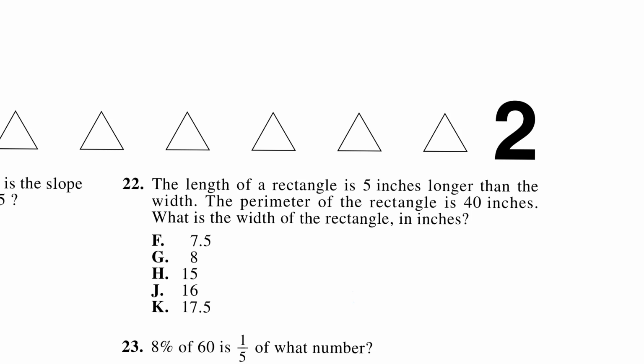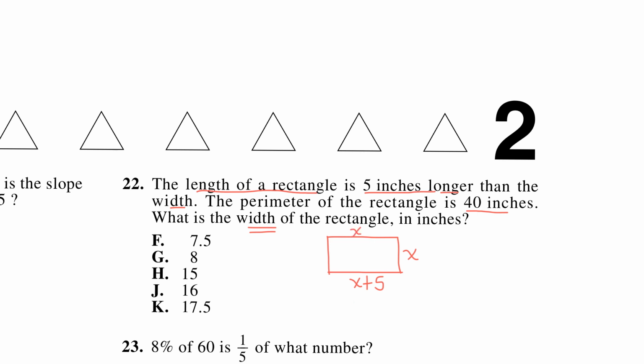Okay, number 22. The length of a rectangle is 5 inches longer than the width. And so the perimeter is given to be 40. So what is the width? So we're going to call width x in this problem. So we're going to have a rectangle, and this is the width, which is what we're looking for, and this is the length, and it's going to be 5 more than the width. And so we know the perimeter is 40, so we need to find x.